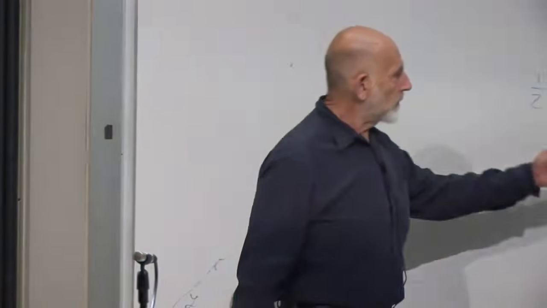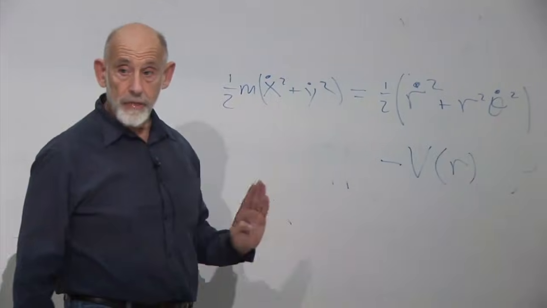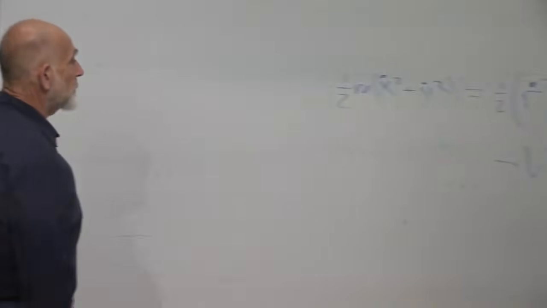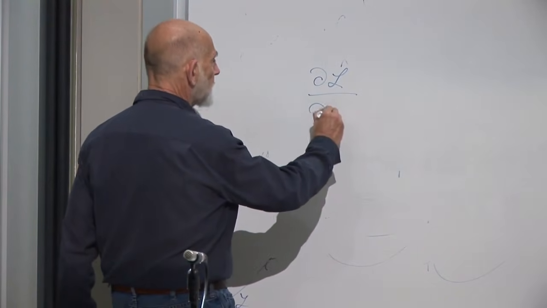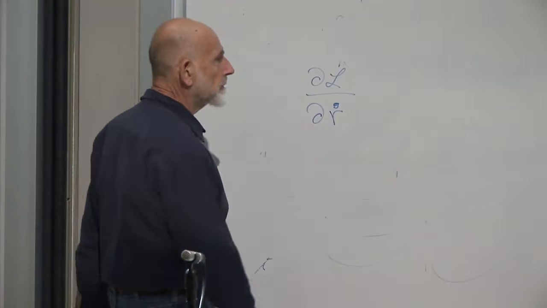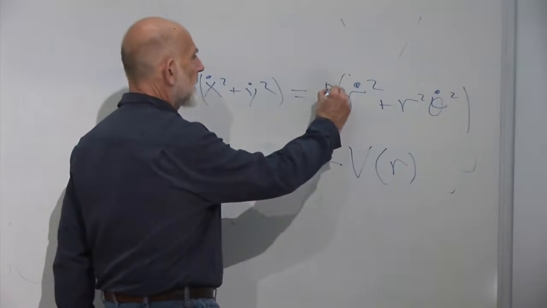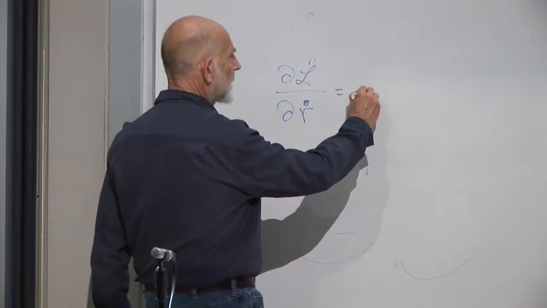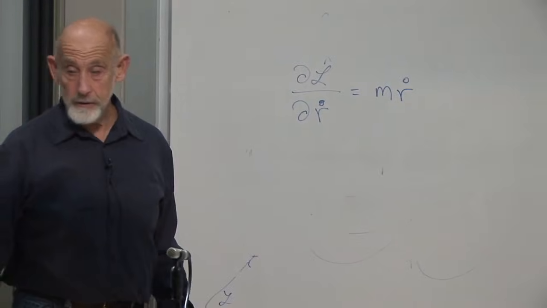Okay, the Euler-Lagrange equations are now for r and theta. R and theta are our new variables. So what is the Euler-Lagrange equation for r? You start with the partial of L with respect to r dot. R is replacing one of the x's. And, sorry, there's an m here, isn't there? That's m r dot. And that's it, right? That's the partial of L with respect to r dot.